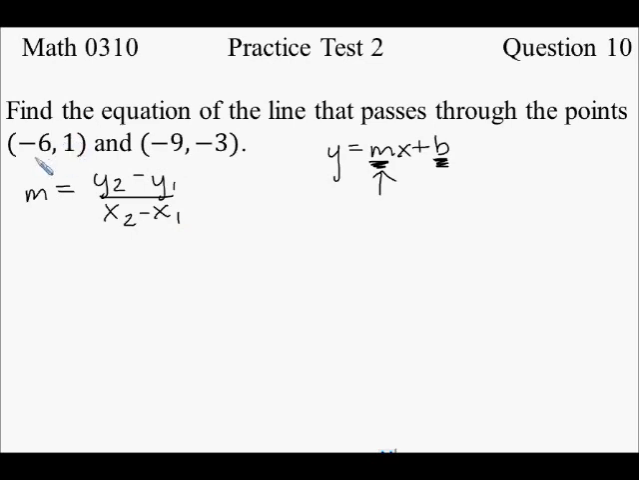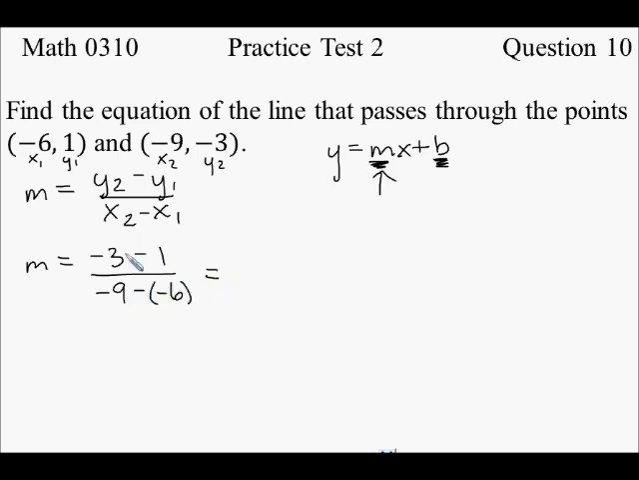Alright, and so if this is my first point, then this is x1, y1. If this is my second point, this is x2, y2. And so now we can just take our values and find what our slope is. So we have m equals y2, which is negative 3, minus y1, which is 1 here, over x2, which is negative 9, minus x1, which is negative 6. I'm going to write that in parentheses since I have minus a negative here.